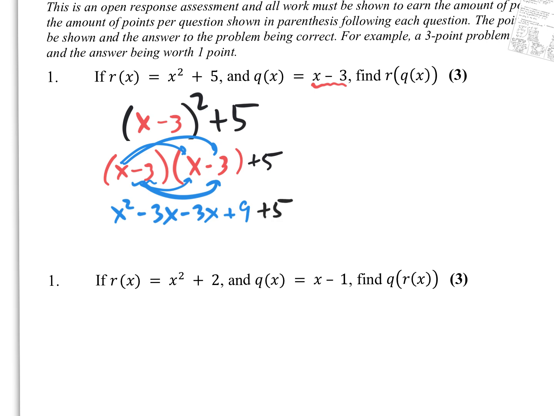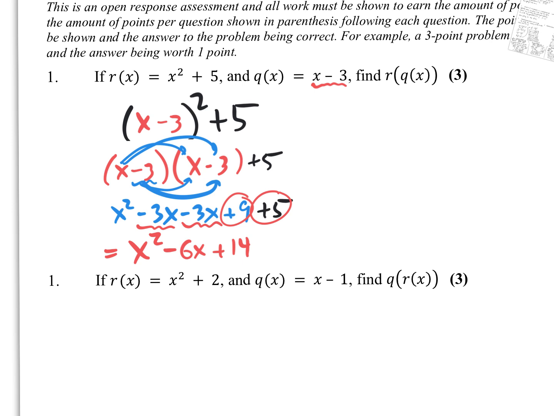What about that plus 5? Bring it down. After that, you simply combine like terms, the minus 3x and the minus 3x. That'll give you a minus 6x. And then the plus 9 and plus 5, that's a plus 14. And what about this x squared? Just bring it down because you can't really combine it with the other x. And ladies and gentlemen, that is your answer.